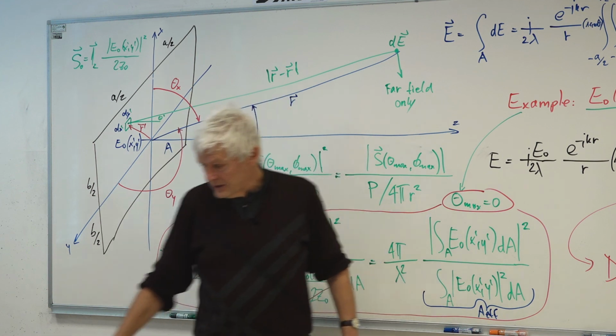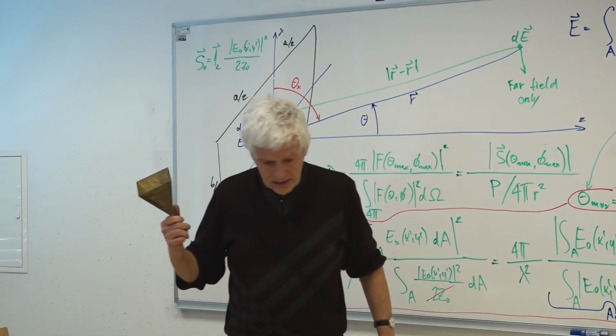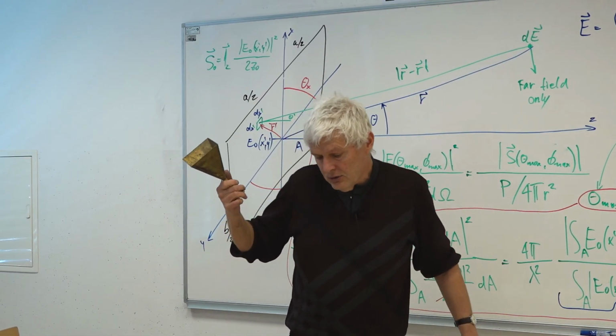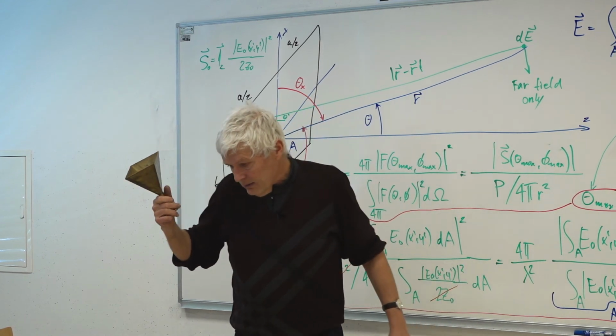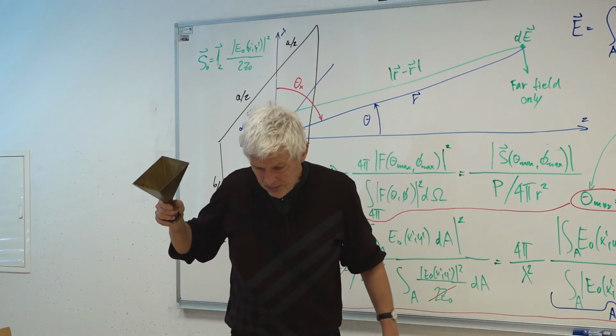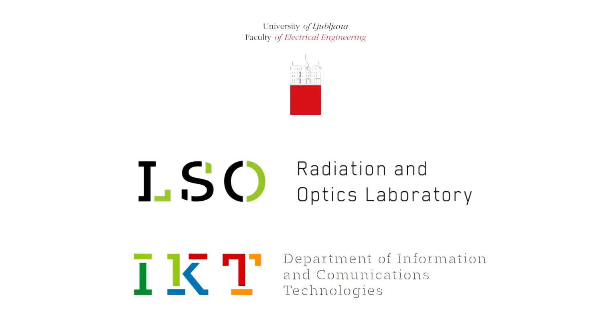Next week we will have a look at horn antennas as the simplest antennas we can make, but they're a good example, and they're also sometimes good in the lab.